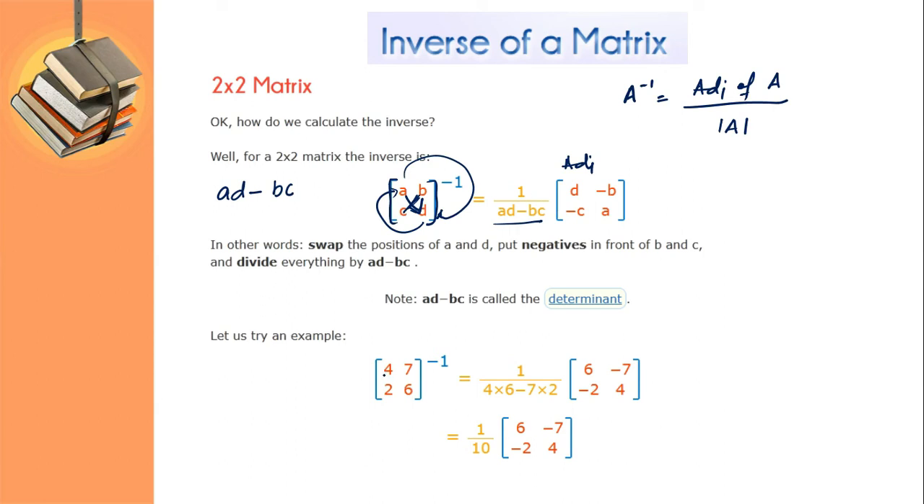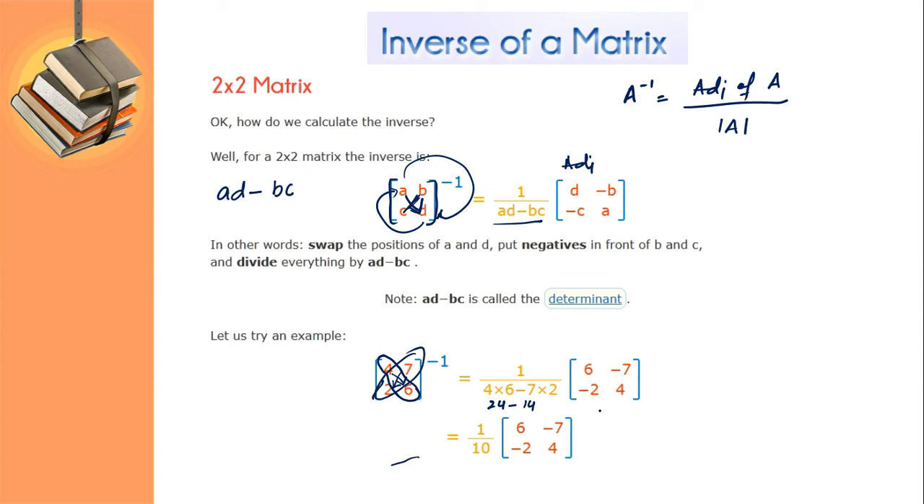Now, for example, we have a question here. We have to find the inverse of the matrix 4, 7, 2, 6. If we find the determinant, we multiply the diagonals. So 4 times 6 is 24, then minus sign, 7 times 2 is 14. So 24 minus 14 is 10. Then we find the adjoint. In the adjoint, we change the places of the first diagonal, so it will be 6, 4, and change the sign of the second diagonal. Both are positive, so it will be negative 7 and negative 2.